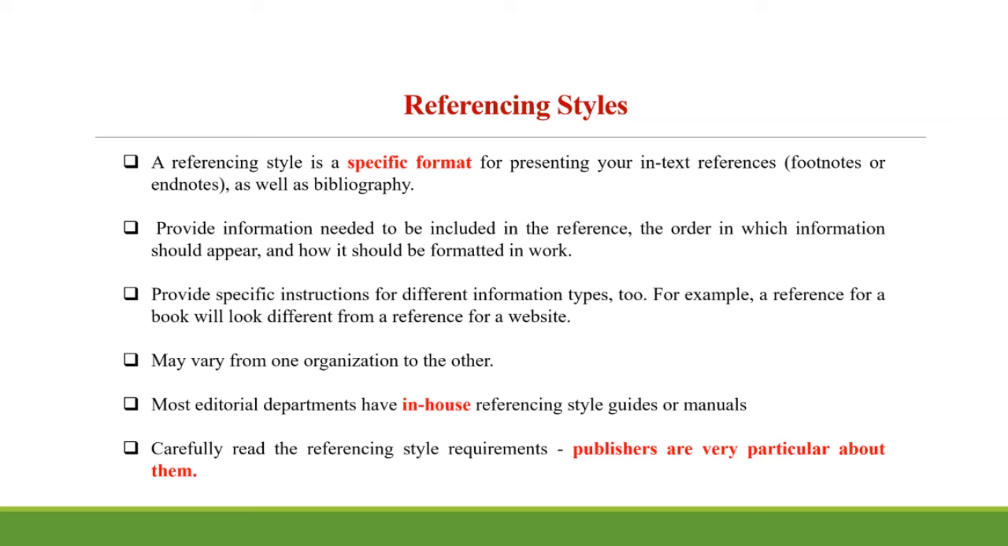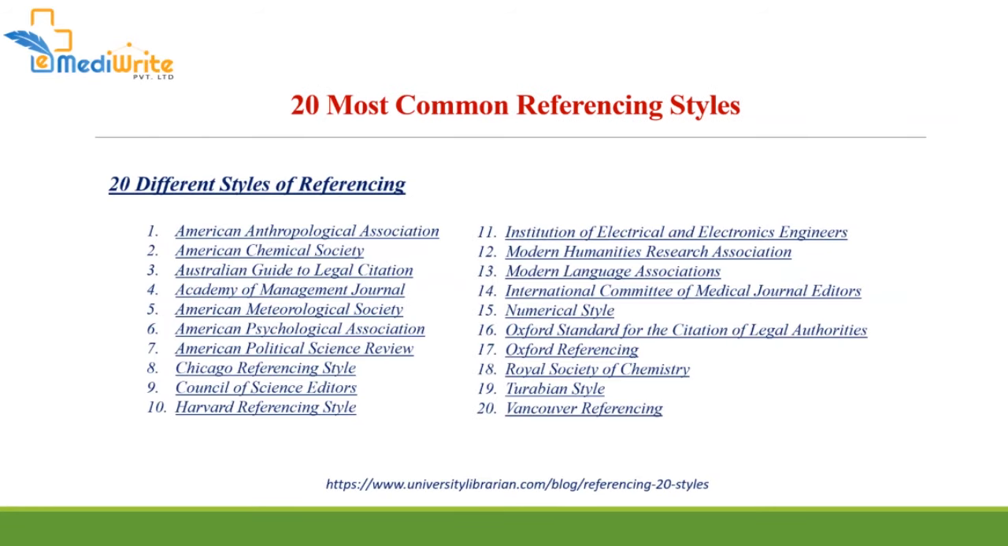Most editorial documents have in-house referencing style guides or manuals. Carefully read the referencing style requirements. Publishers are very particular about them. So, as discussed, if you are writing for a journal, if you're writing for a publication, you have to be very careful about the citation style which they allow. So, there are 20 different styles of referencing, as you can see on the slide.